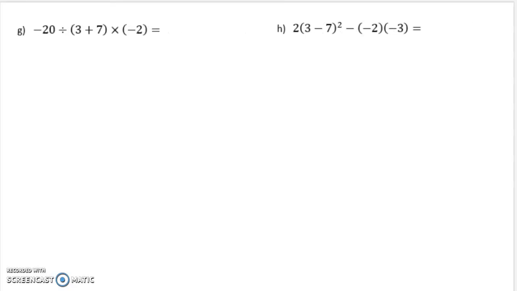Okay, so we have 2 left. Oh, I guess actually we have more than 2. So this one, we have brackets, so we're going to do what's in the bracket first. I'm going to keep my negative 20 out front and then divide it by. And then in our brackets here, we have 3 plus 7, which gives us 10. And then times negative 2.